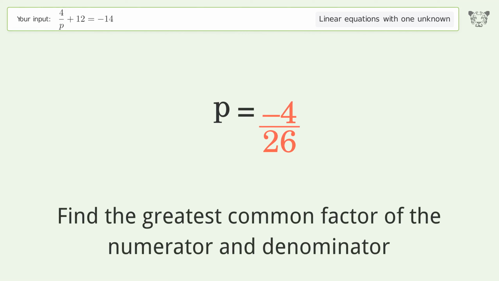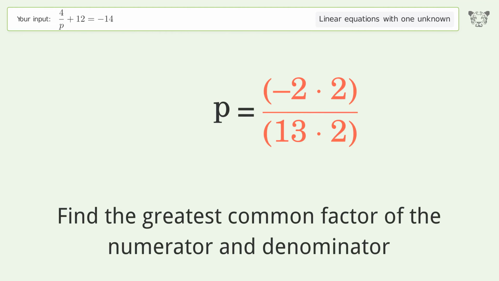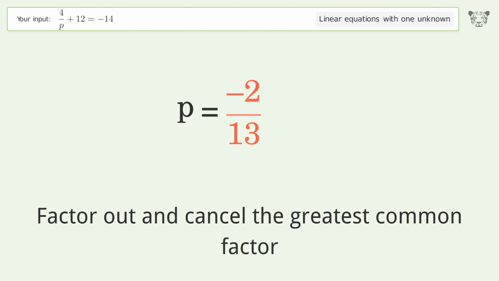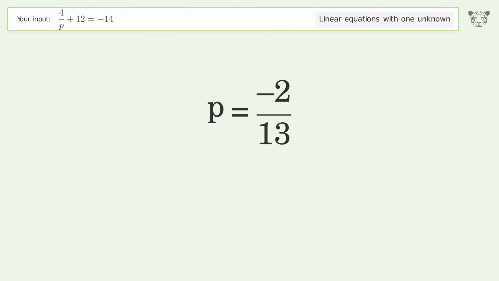Find the greatest common factor of the numerator and denominator. Factor out and cancel the greatest common factor. And so the final result is p equals -2/13.